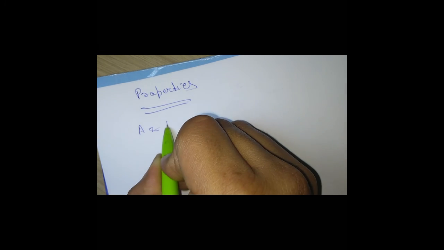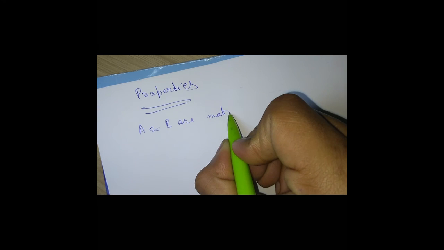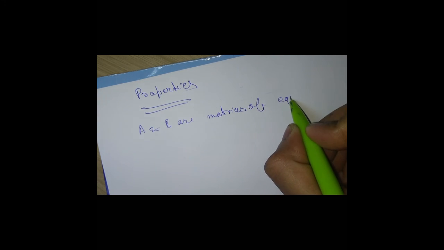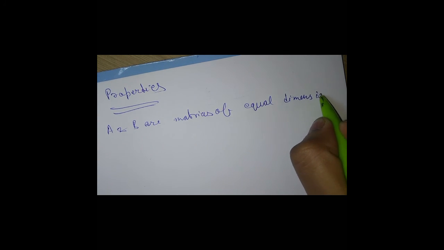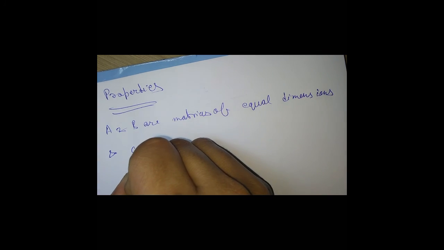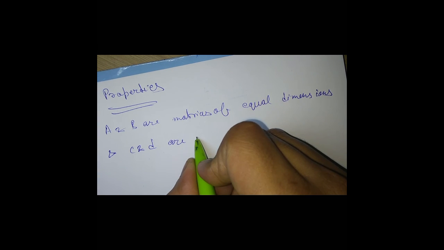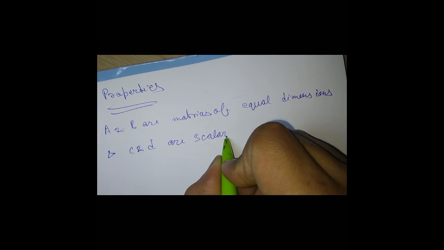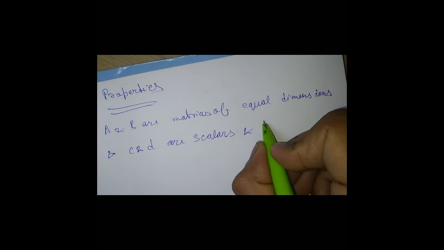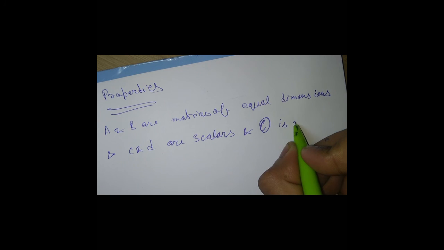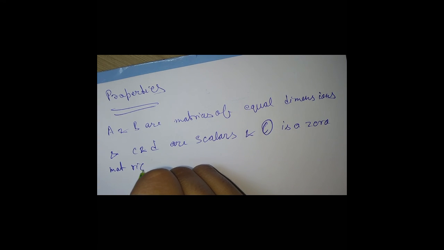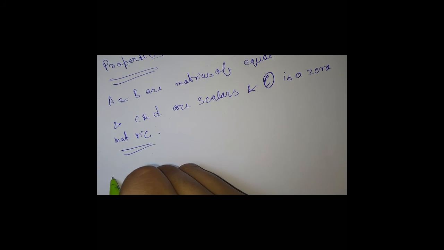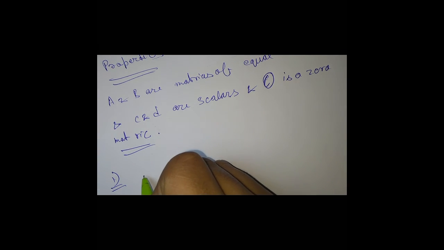Let us assume A and B are matrices of equal dimensions, and C and D are scalars, and O is a zero matrix. The first property is associativity.